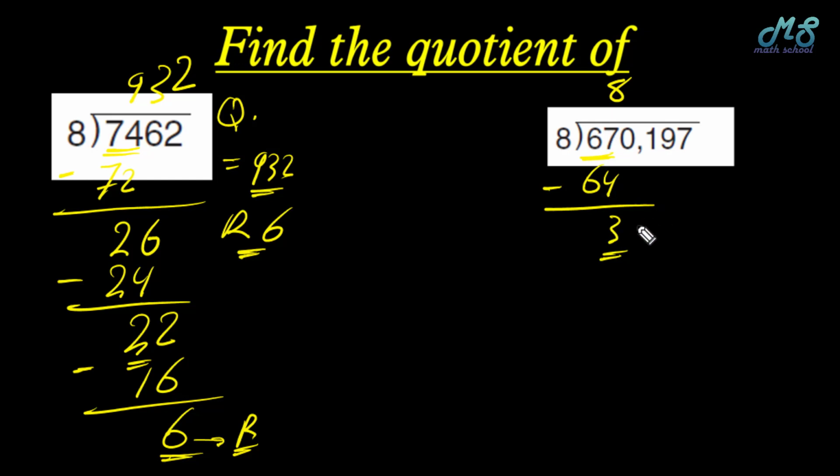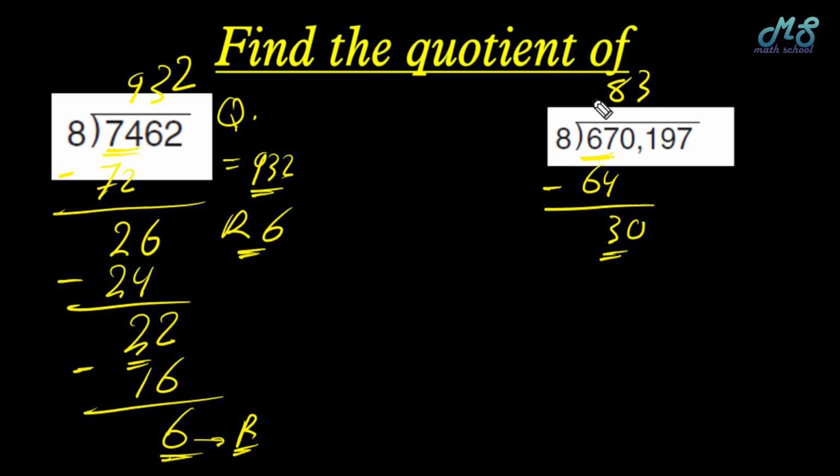Just bring down the next digit, which is 0. 30 divided by 8 equals what? If you try 4, it will be 32. 32 is greater than 30. So, you have to try a number less than 4, which is 3.